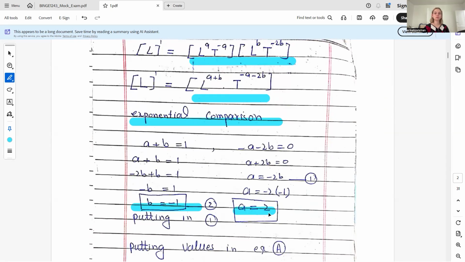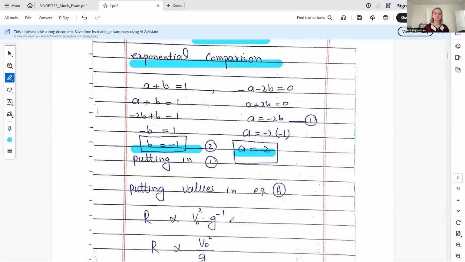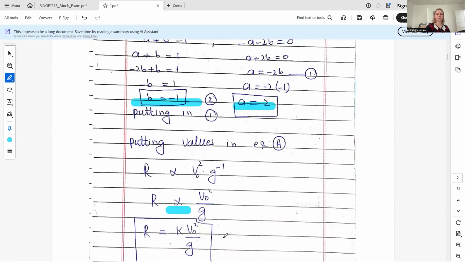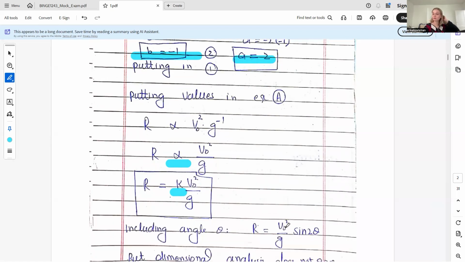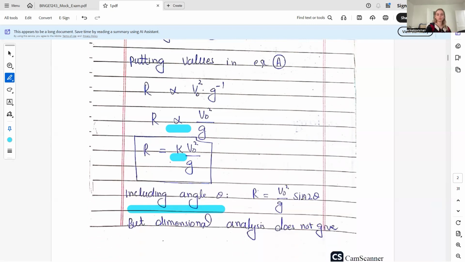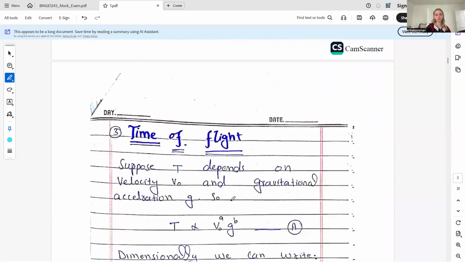Now we need to put these values in equation a. After putting these values in equation a, our equation has become like this. After removing the proportionality, we need to introduce a proportionality constant, that is k. You can use some other letter, for example a, b, c, d, whatever, because it is a constant. If you want to include the angle theta, then our actual relation will become different, but dimensional analysis does not support this.